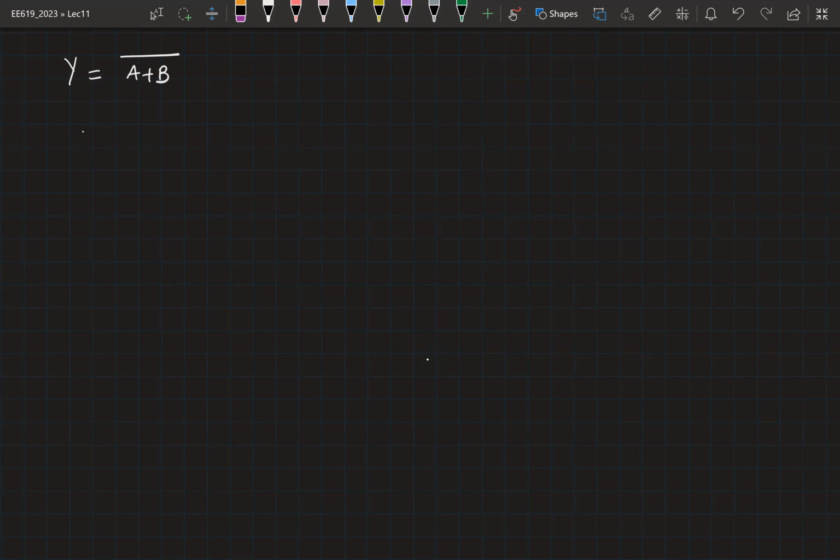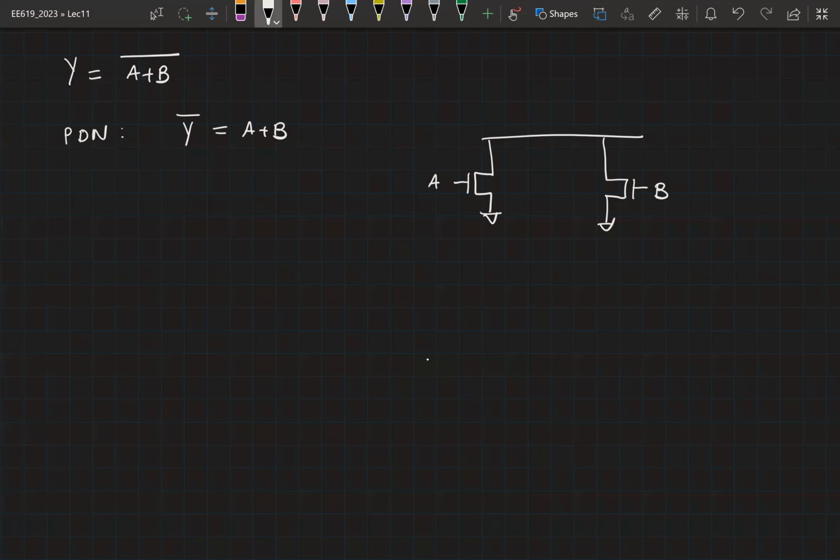So I'll do the pull down network first. So Y bar is equal to A plus B, which means the two NMOSes have to come in parallel. And because they are in parallel in the pull down network, I keep them as series in the pull up network.